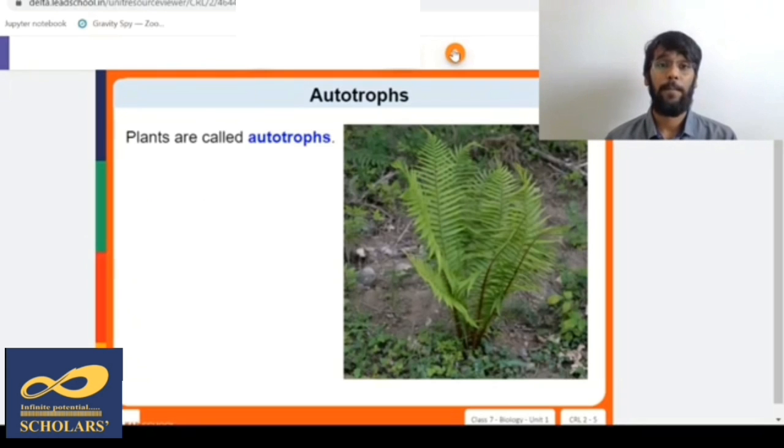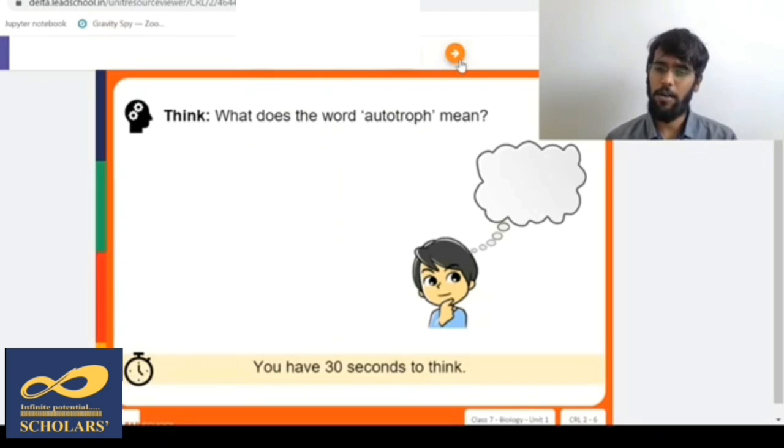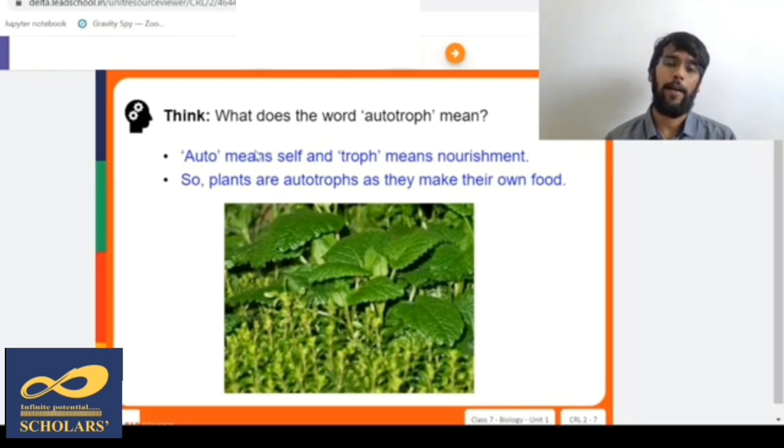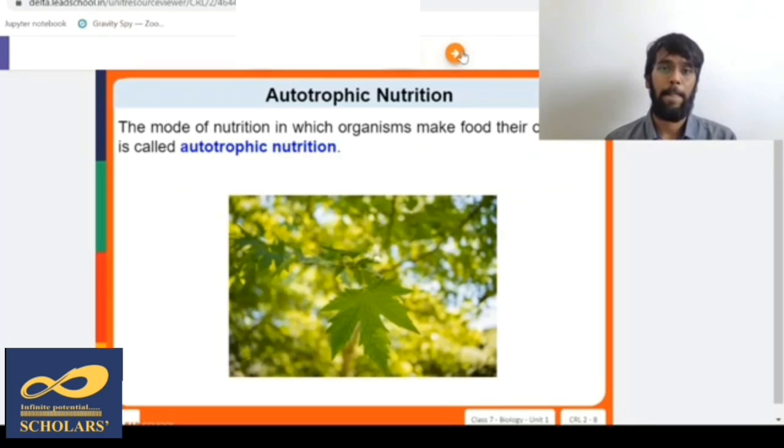And plants are called autotrophs. So autotroph might have to do with something that plants do themselves. Let us break the word and understand what autotroph means. Auto means self and troph means nourishment. So plants are autotrophs as they make their own food. That is why they're called autotrophs. And the mode of nutrition in which the organisms make their own food is called autotrophic nutrition.